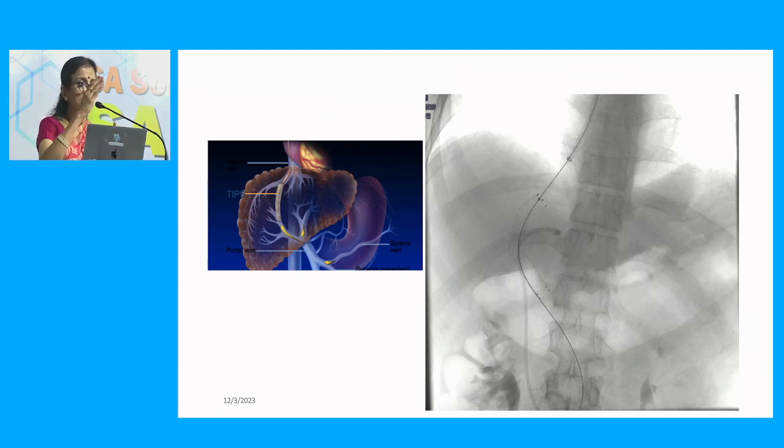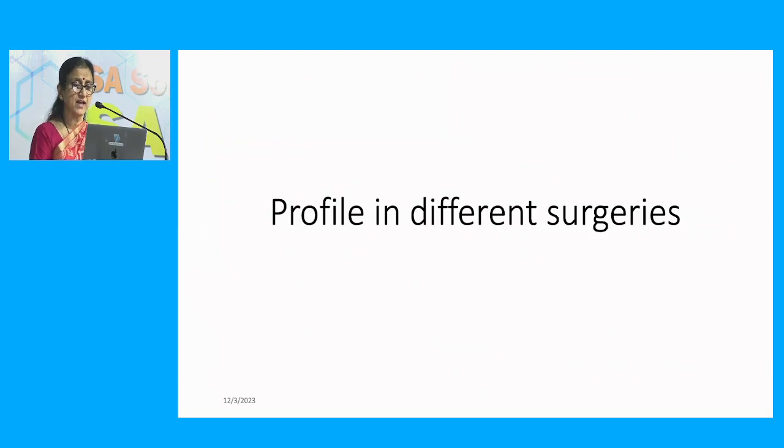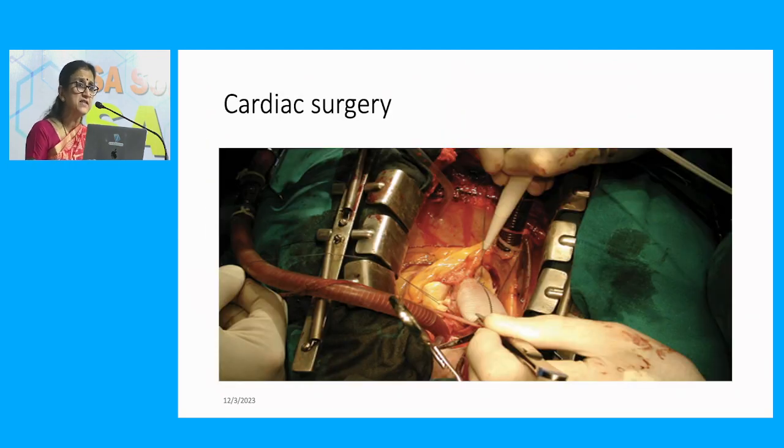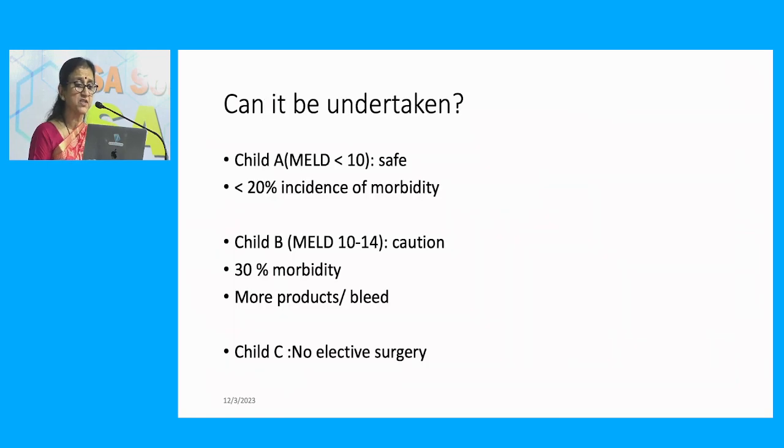Because you're pushing the blood from the portal into the systemic circulation, and if the systemic circulation is already volume overloaded, you will precipitate a right heart or congestive heart failure. Can we do other kinds of surgery in cirrhotics? Cardiac open heart surgery in Child C cirrhotic, probably no. Child B, you need to be extremely careful, understanding the risk of decompensation.